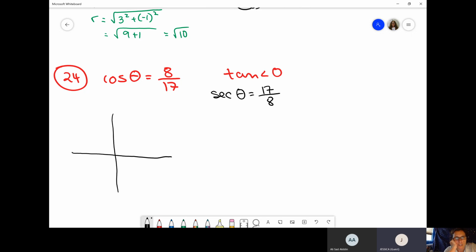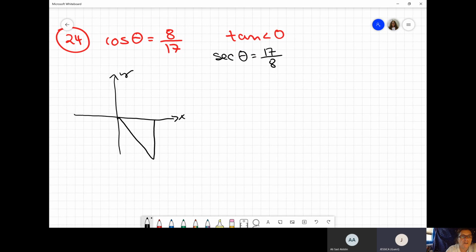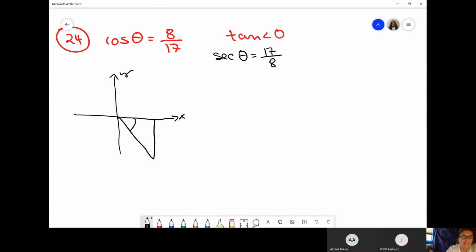So it's in quadrant 4? It's again in quadrant 4. You are correct. See? It's getting easier already. Here's my angle, and the cosine is positive in quadrant 4. We have 8, and the hypotenuse is 17.